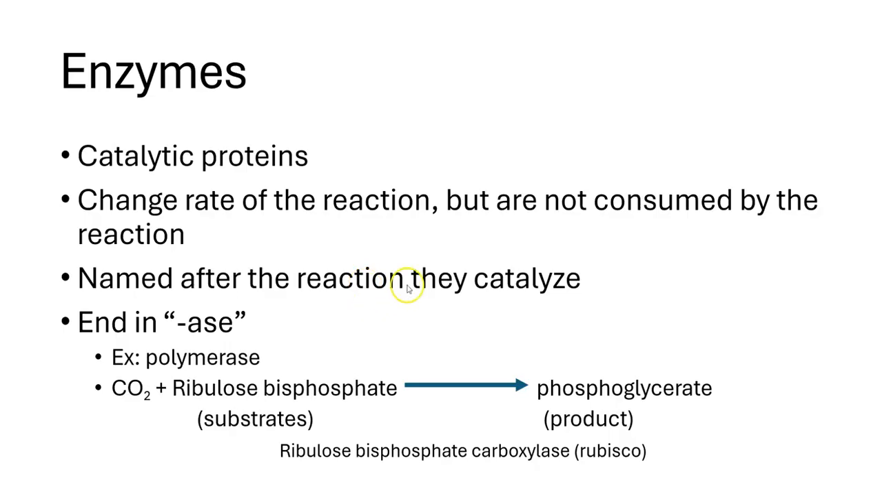So why does this all happen? All right. So we know enzymes are what we call catalytic proteins. They are catalysts. They help to speed things up. And they do this by changing the rate of the reaction. So in the presence of a protein, a reaction can occur much more quickly.